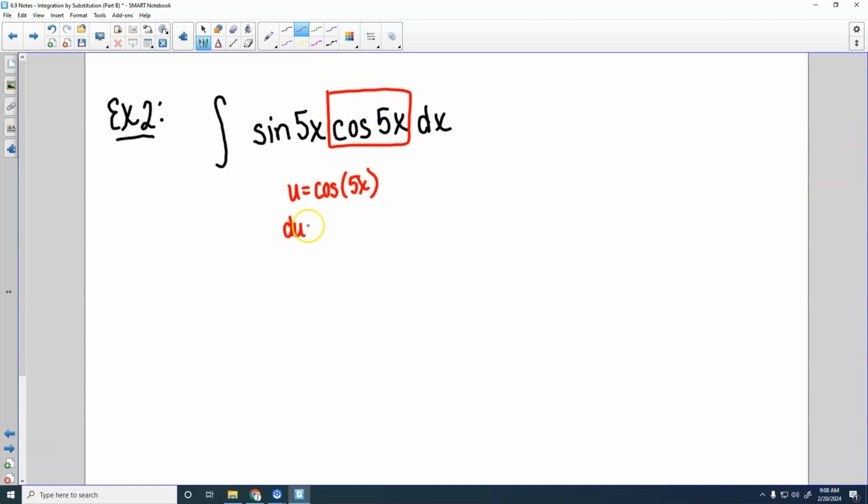So if we take the derivative of that, what's the derivative of cosine? What kind of sine? Negative sine, because we're taking the derivative here. So it's going to be negative sine of 5x times 5, because that's a chain rule that we have to use there, and then we'll have dx out here. So let's clean that up a little bit. It's going to be negative 5 sine of 5x dx.